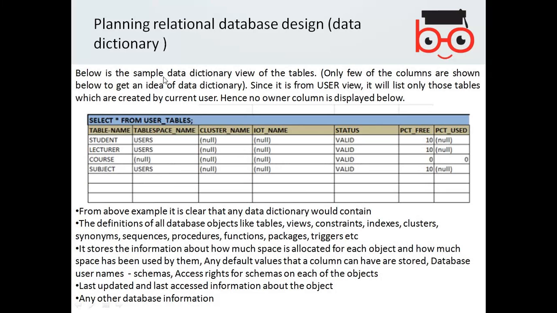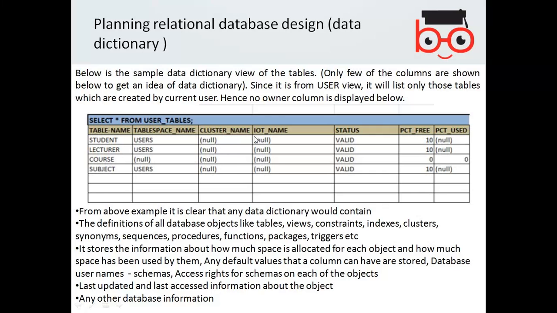Below is a sample data dictionary view of the tables. Only a few of the columns are shown to get an idea of the data dictionary. Since it is a user view, it will list only those tables which are created by the current user, hence no owner column is displayed. For example, the table names are student, lecturer, course, subject, tablespace name users. The student comes under the users; cluster name is empty at the moment.